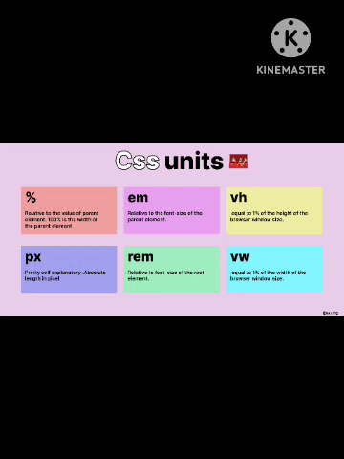And then next, EM. For example, in div A, I am writing some text, and the font size is 20 pixel and I am putting padding 2 EM. What 2 EM will calculate is relative to the current element's font size. Okay, that is EM, the current element font size. So padding will be 40 pixel.